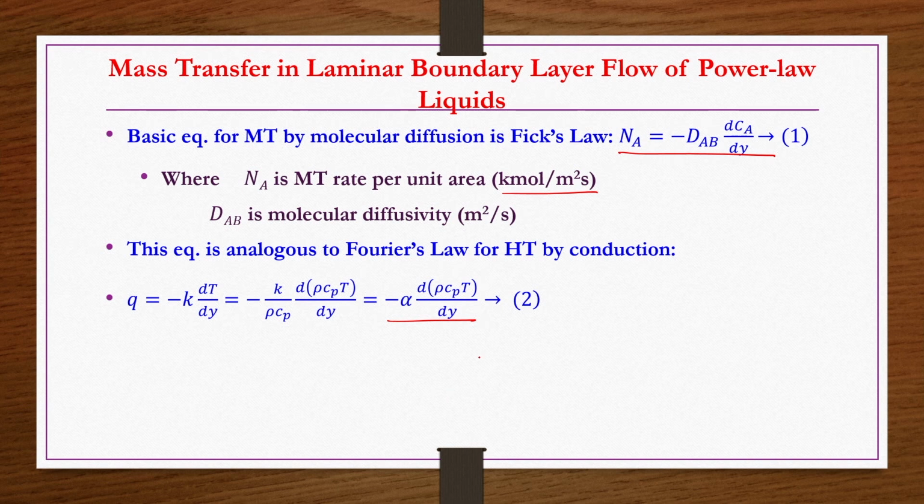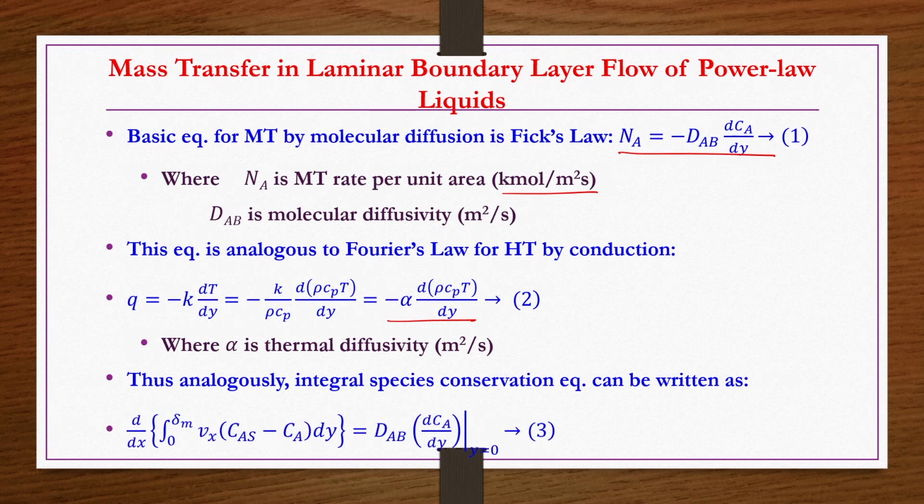right. So, now when you compare equation number 1 and 2, they are similar to each other. The only thing is that in place of alpha you can write DAB, and in place of rho Cp T you can write CA. Then the integral equation in a similar way we can write like this: the integral species conservation equation. So, what we have done, in place of Vx it is as it is, in place of Ts minus T, what are we writing?